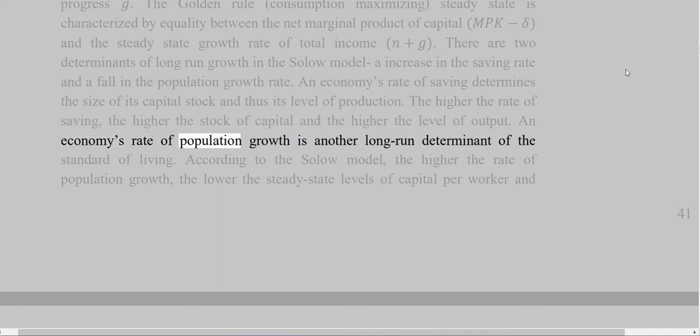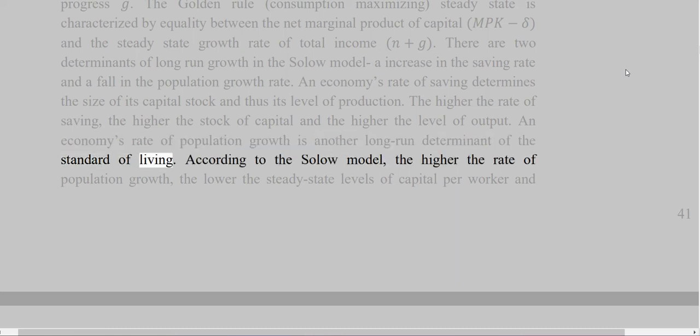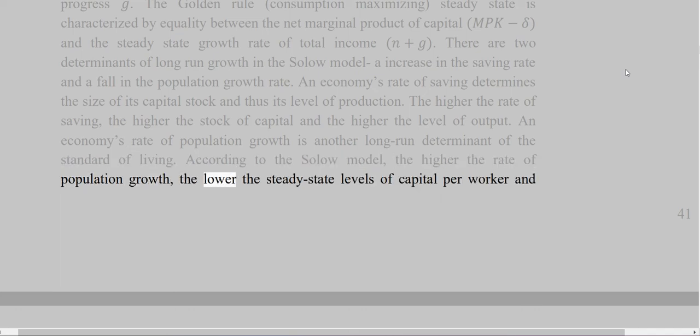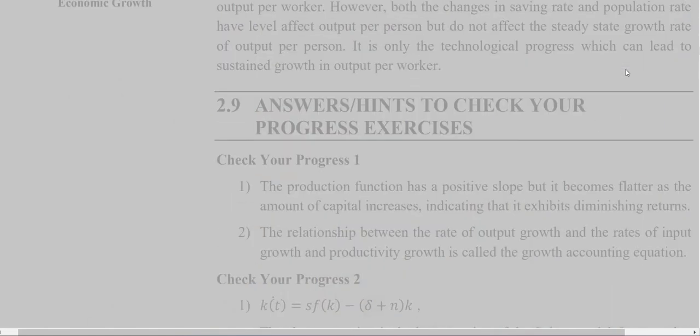An economy's rate of population growth is another long-run determinant of the standard of living. According to the Solow model, the higher the rate of population growth, the lower the steady-state levels of capital per worker and output per worker. However, both the changes in saving rate and population growth rate have level effects on output per person but do not affect the steady-state growth rate of output per person. It is only technological progress which can lead to sustained growth in output per worker.